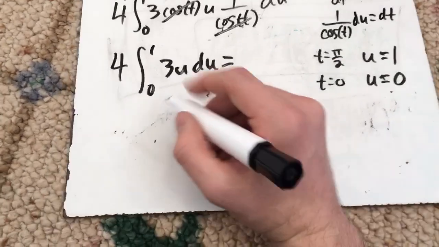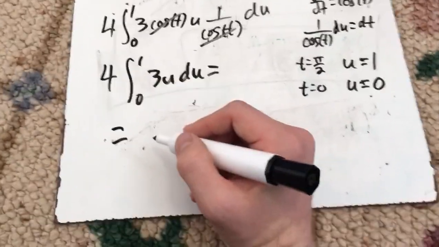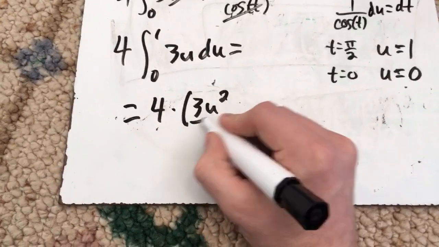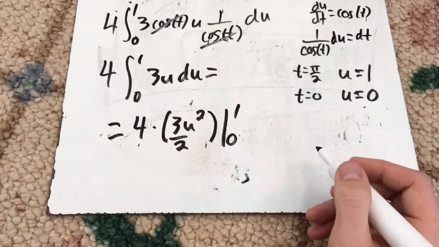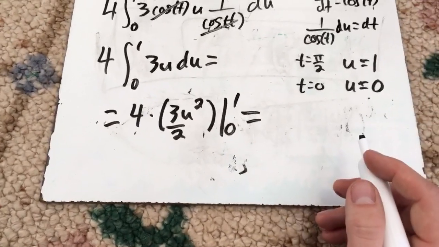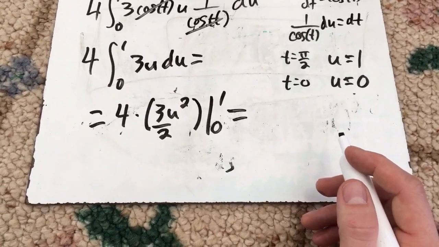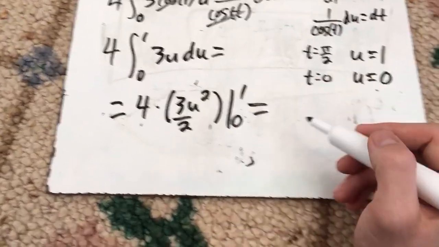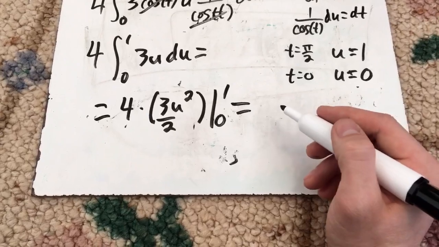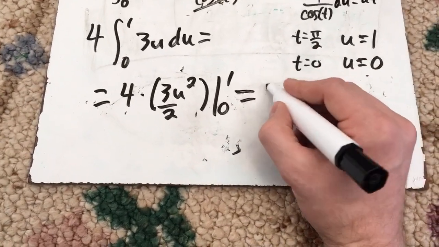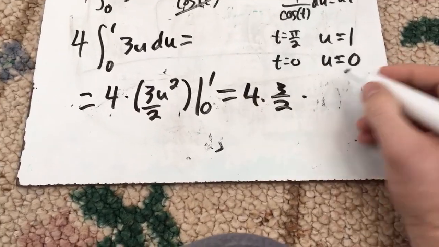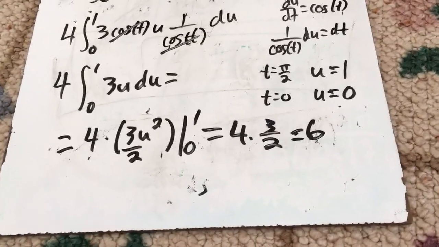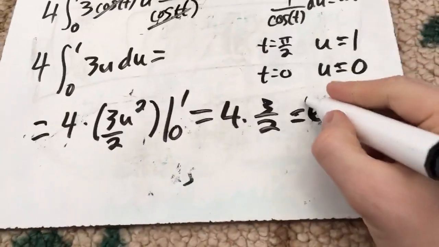The antiderivative of 3u is going to give us 4 times 3u squared divided by 2, evaluated from 0 to 1. We can go ahead and plug in there 1, and that'll give us, what would that be, 1 times, my brain is all over the place this morning. That'd be 3 halves, that's 4 times 3 halves, which would give us 6 in the end. So our answer here then is 6. Our arc length is 6.